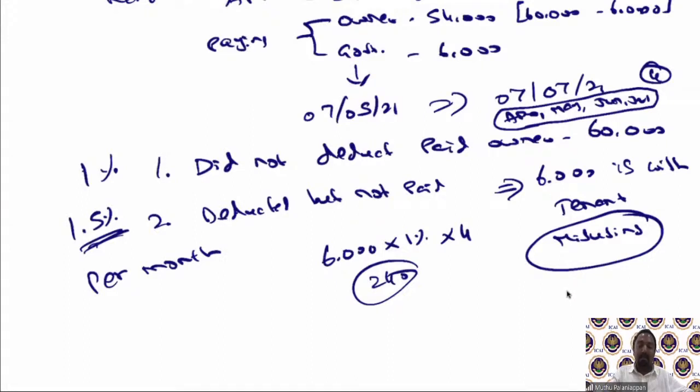Jamil, is there any maximum cap for late fee? Yes, for 234E, the maximum cap is the actual TDS. So the TDS or the late fee, whichever is lower, is what is actually paid.